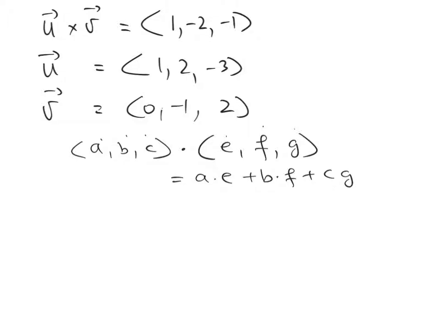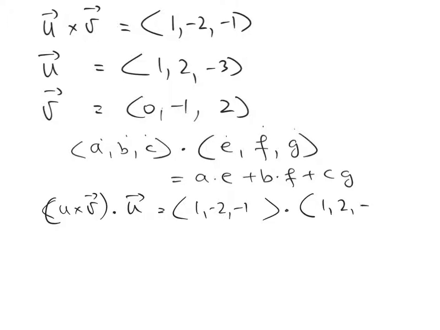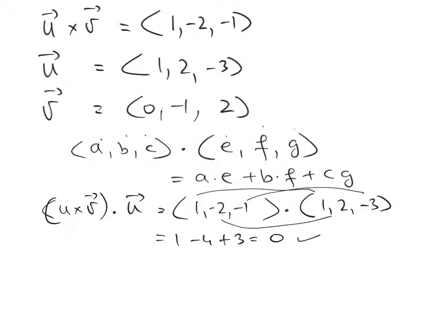So let's now calculate the dot product of u cross v with u. It's (1, negative 2, negative 1) dot u (1, 2, negative 3): 1, minus 4, plus 3, that gives 0, which means u cross v and u are perpendicular.